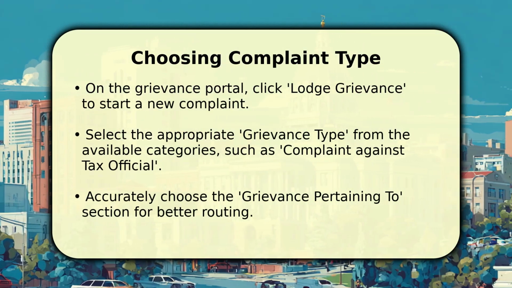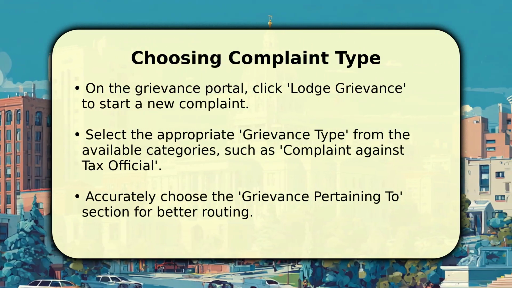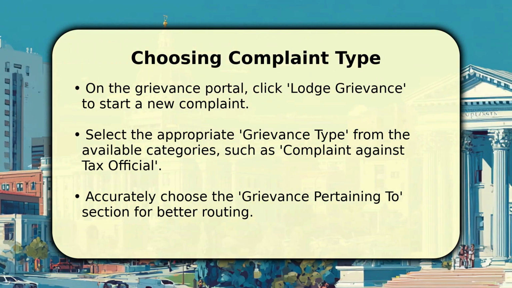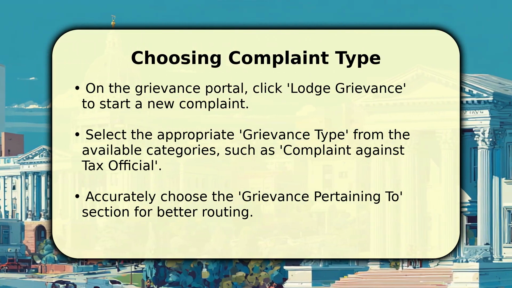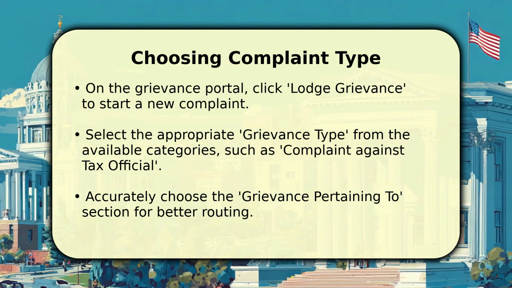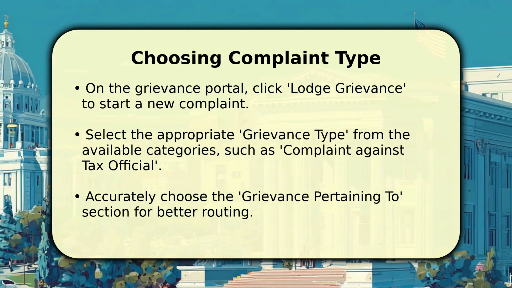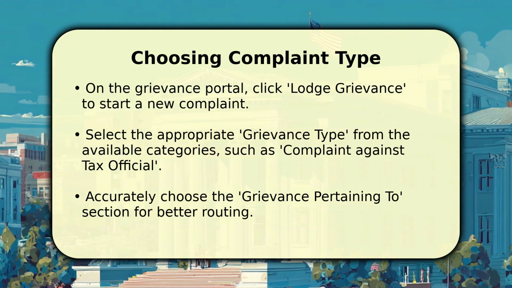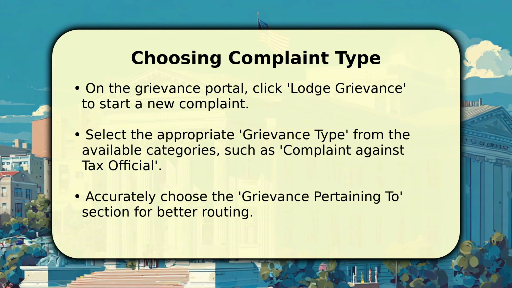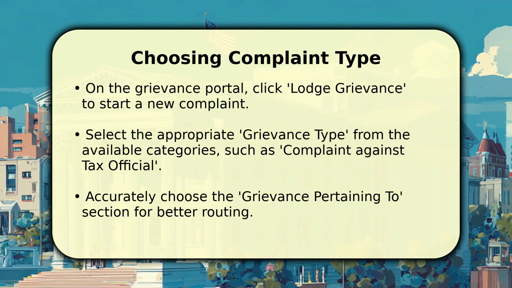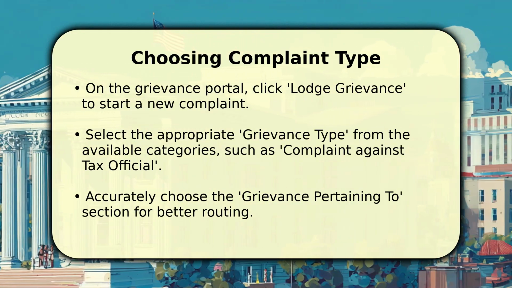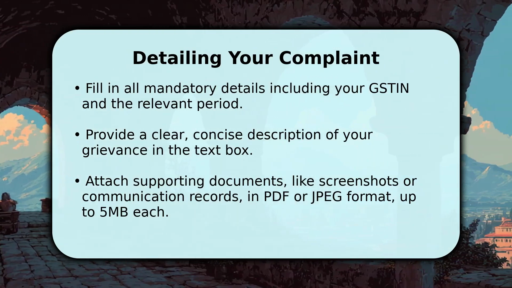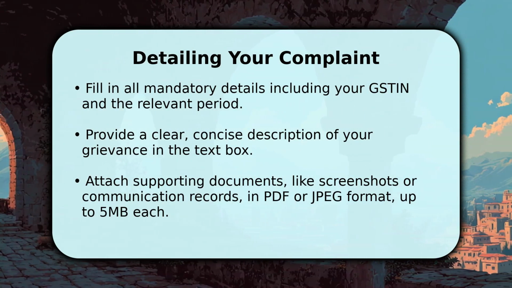Upon reaching the Grievance Redressal Portal, you will see an option labeled Lodge Grievance. Click on it to begin. Next, carefully select the grievance type that best describes your issue from the provided list. For instance, a complaint against tax official. Then, ensure you accurately pick the grievance pertaining to category to ensure your complaint is directed to the correct department for resolution.